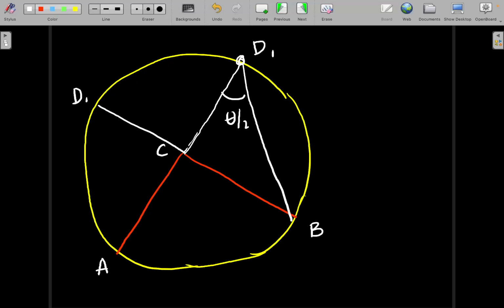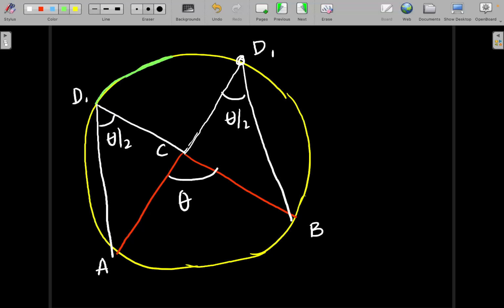So this is the first part of the proof, where we prove that AD1B is theta by 2, as if the central angle is theta. So we'll do this as the first case. Now this case helps us to prove the second case.